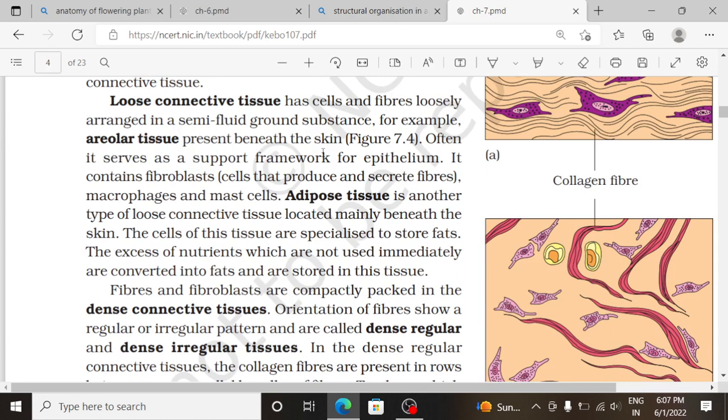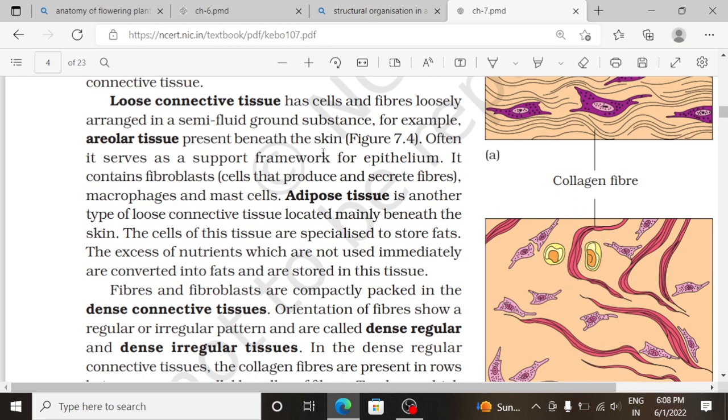Adipose tissue is another type of loose connective tissue located mainly beneath the skin. The cells of this tissue are specialized to store fats. The excess of nutrients which are not used immediately are converted into fats and are stored in this tissue.